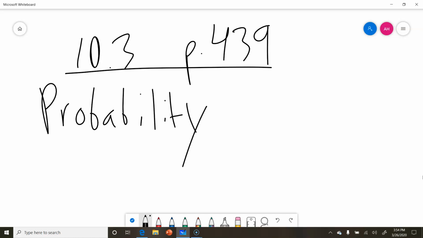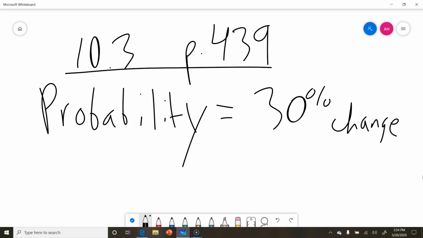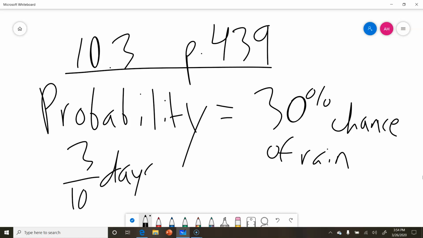probability. Now, probability is pretty easy to understand, right? You look at the weather and it says a 30% chance of rain. You say, what does that mean? Well, it means that 3 out of 10 days it will rain. So in 3 out of 10 days, it would have rained at your house if there was a 30% chance of rain. It's just the likelihood of an outcome.